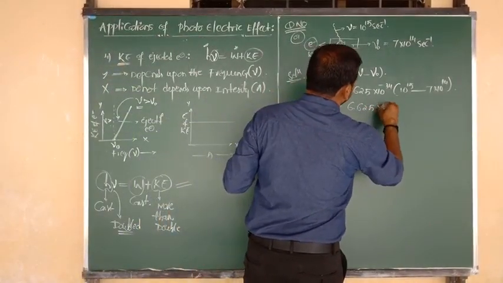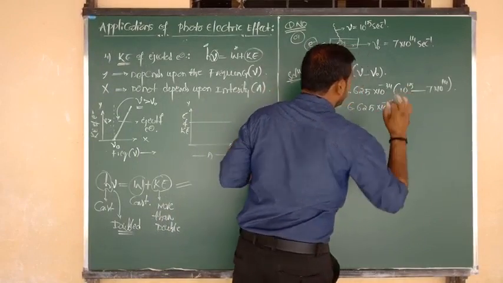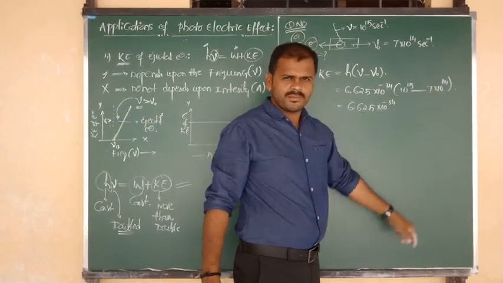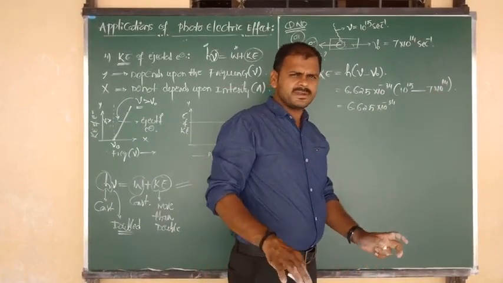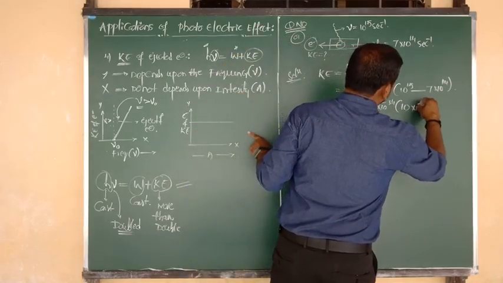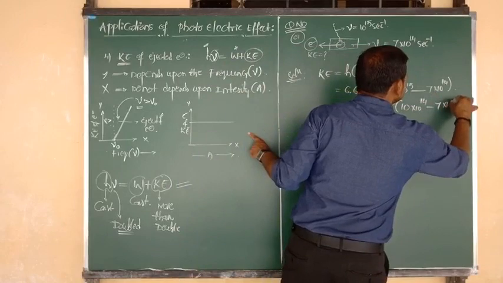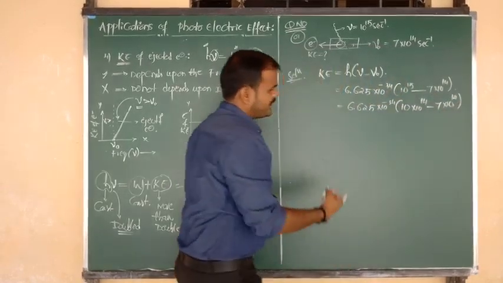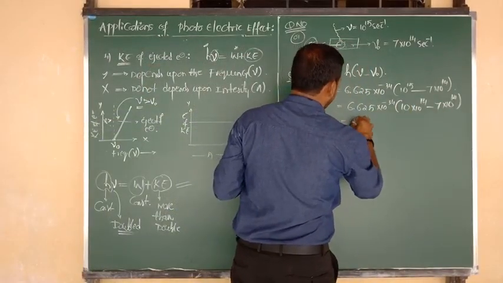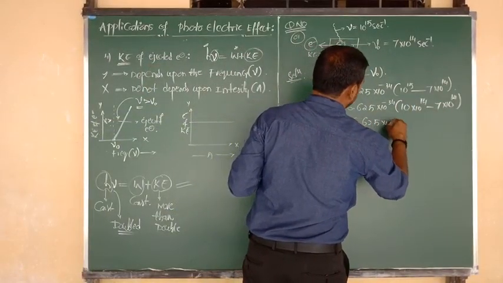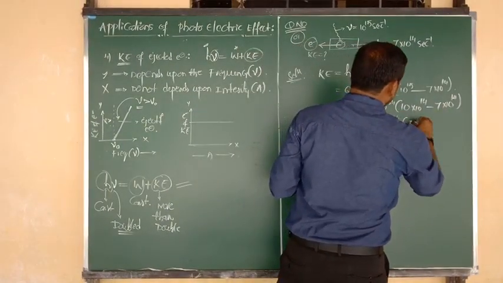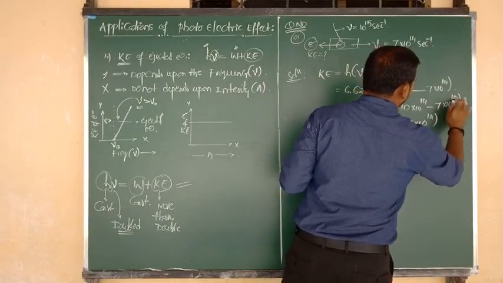6.625 into 10 to the power of minus 34. I have written that clearly. This is in the form of 10 to the power of 15, and this is in the form of 10 to the power of 14. Now let me consider both in the form of 10 to the power of 14. Then what can we write? 10 into 10 to the power of 14 minus 7 into 10 to the power of 14. So 10 minus 7 is 3. So we can write 6.625 into 10 to the power of minus 34, into 3 into 10 to the power of 14.